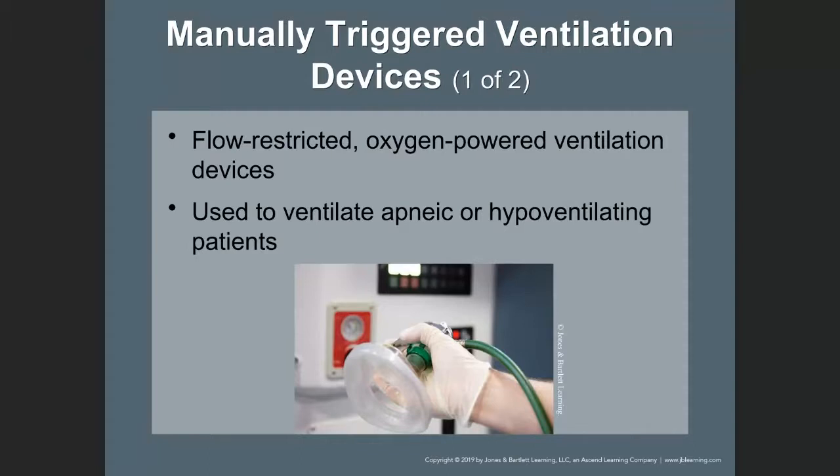Manually triggered ventilation devices. Flow-restricted oxygen-powered ventilation devices are used to ventilate apneic or hypoventilating patients. So these are devices that, based on the ventilation rate and settings, you put on the patient and press a button and it delivers the ventilations. It can be manually triggered or it can be automatic, where once you enter the settings, you don't have to press anything. It just delivers the ventilation when it is necessary.